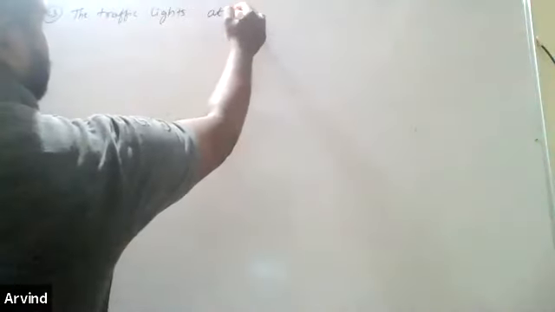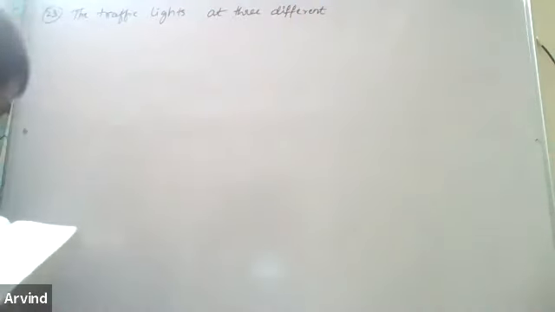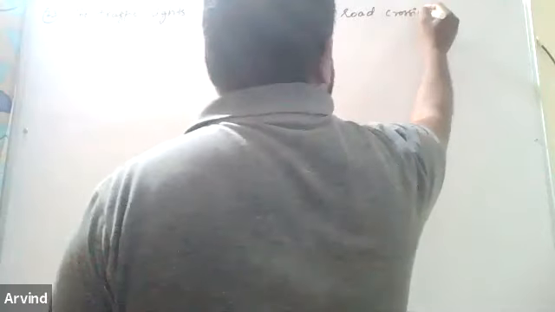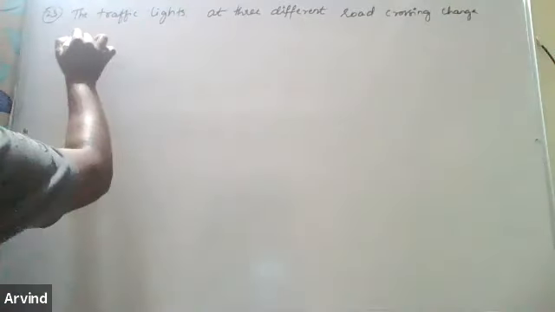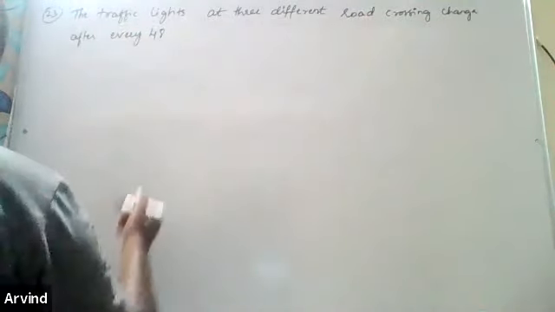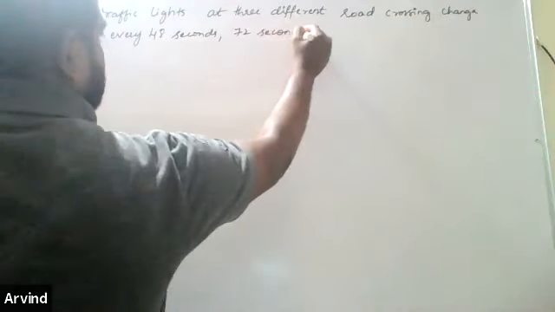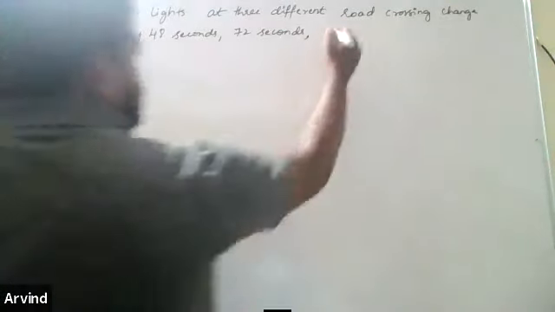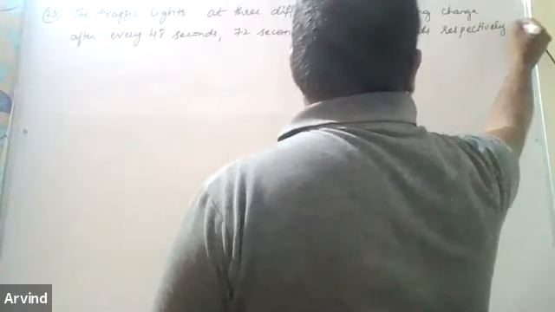The traffic lights at three different road crossings change after every 48 seconds, 72 seconds, and 108 seconds respectively.